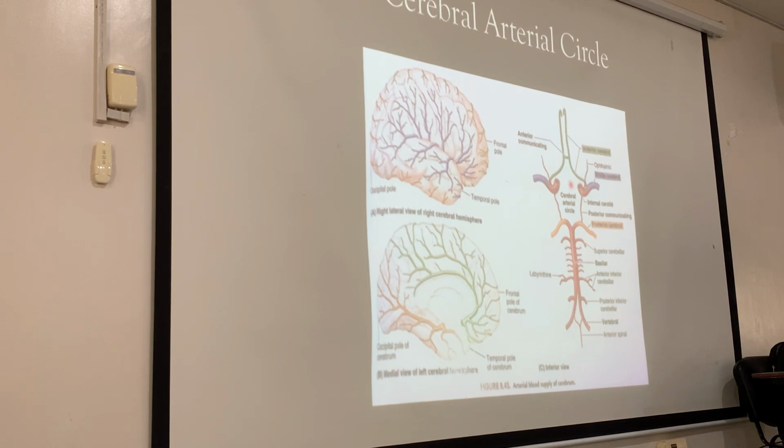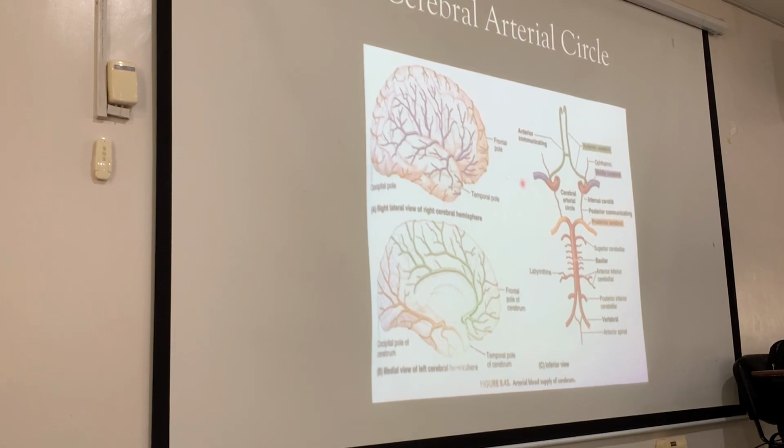Okay? So if there is an obstruction, a mild obstruction here, blood cannot flow distally here to the middle cerebral artery, for example. So what happens? Blood from the left side can go through the arterial circle and supply the block on the right. So that is the significance of the circle of Willis. However, if the block is large, the blood supply might not be adequate, and the person can still have a stroke.